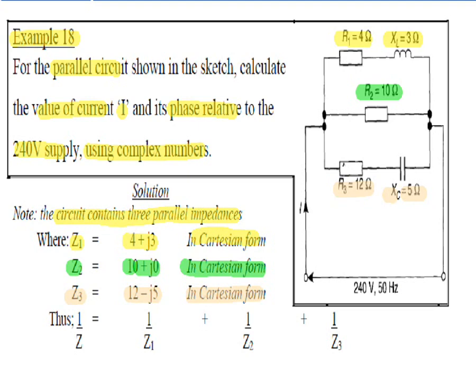Now, as this is a parallel circuit, to work out the impedance for the circuit, we have to use the formula 1 upon Z is equal to 1 upon Z1 plus 1 upon Z2 plus 1 upon Z3. And notice for reference, our voltage is given as 240 volts and our frequency is 50 Hz. The appropriate calculation is shown on the following slide.